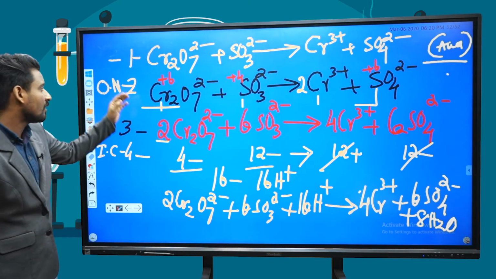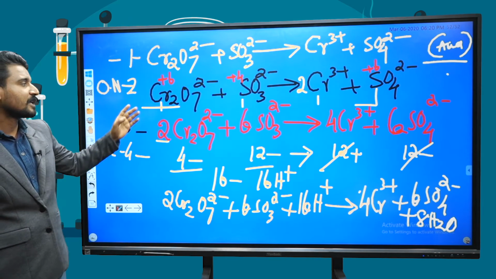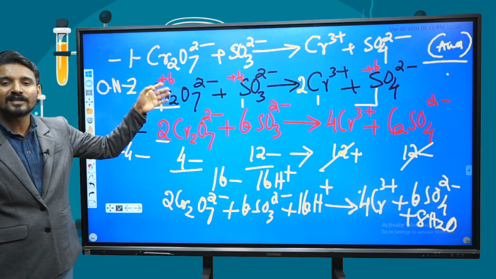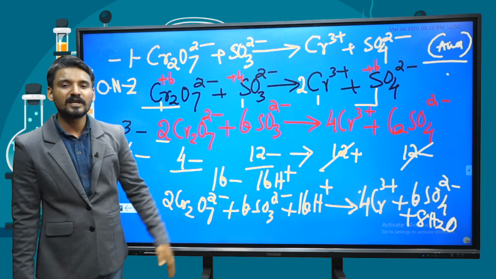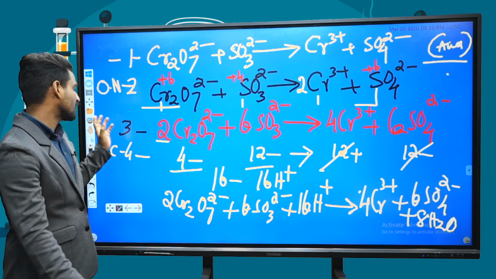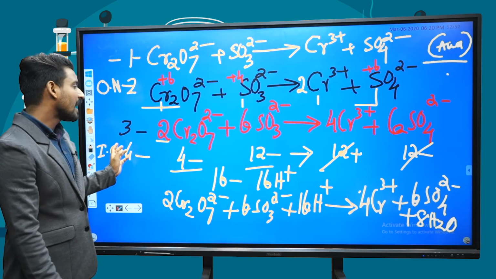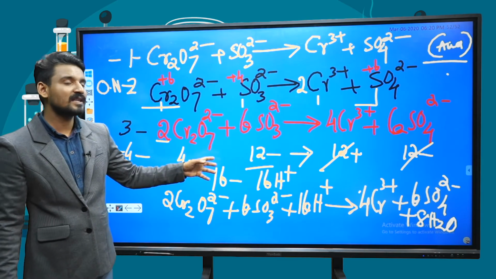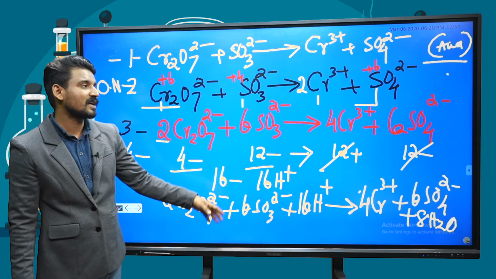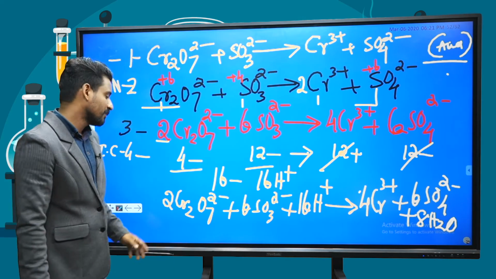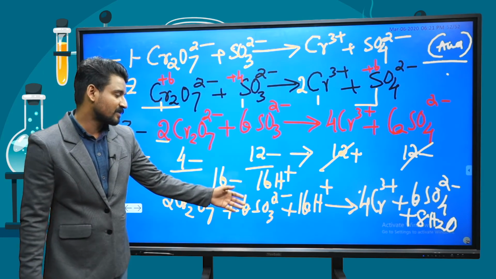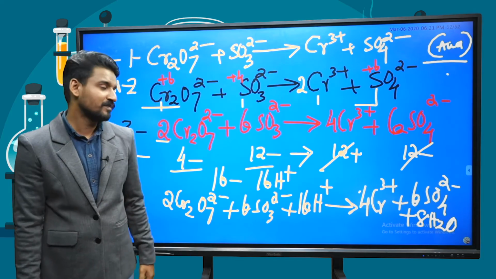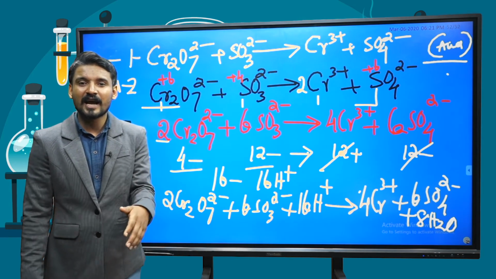So your steps are: first skeleton ionic equation, then assign oxidation numbers, then count the increase and decrease in oxidation numbers, make them equal by cross multiplying their units, and then find the total net ionic charge and balance that net ionic charge by using H plus ions if that is in acidic medium, and finally balance the excess H plus by adding water.